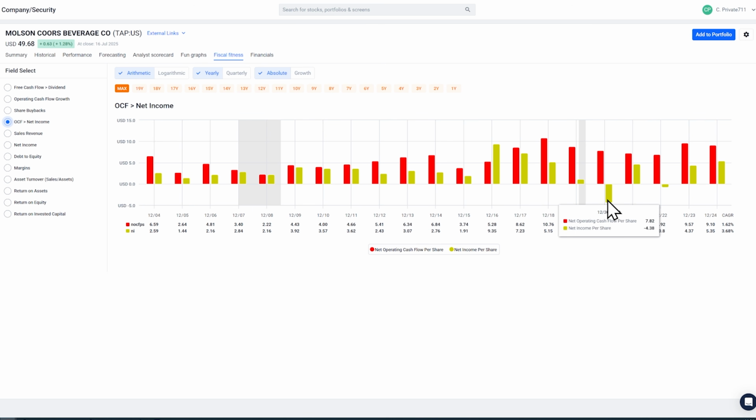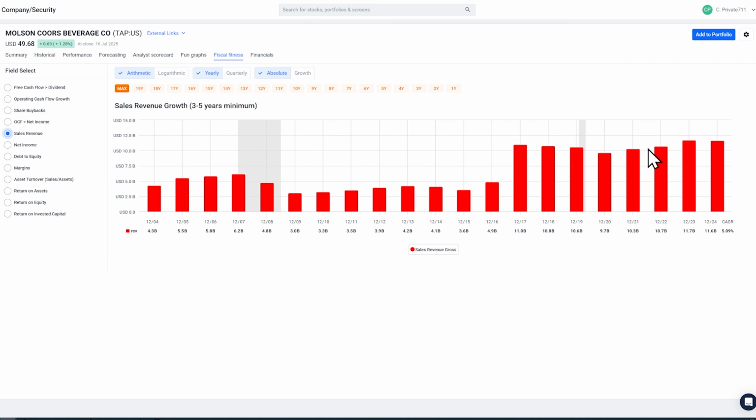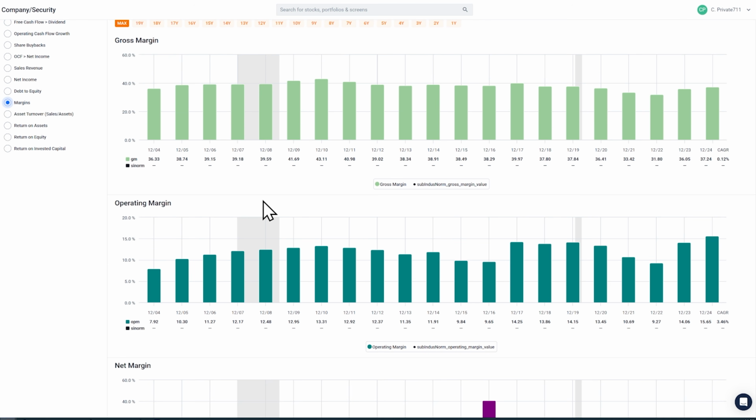But then we did have a period in 2020 here, and again in 2022, where the net income actually turned negative. Now, we did have operating cash flow greater than net income, but net income turned negative. And looking at sales revenue, it has been relatively consistent, if not growing a little bit in these last several years here. I go through all these, but I'm not going to go through them all just for the sake of time in the video. Let's look at margins.